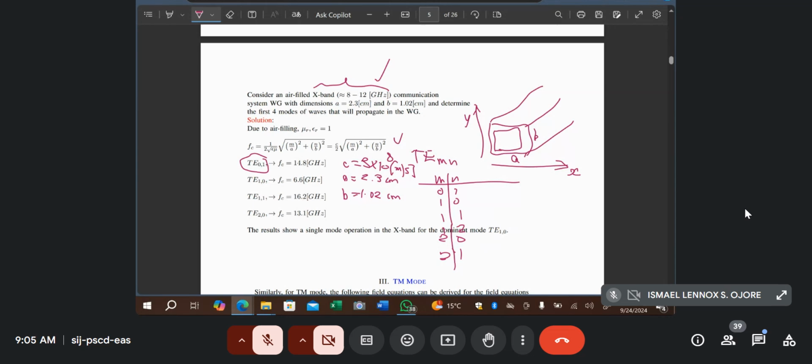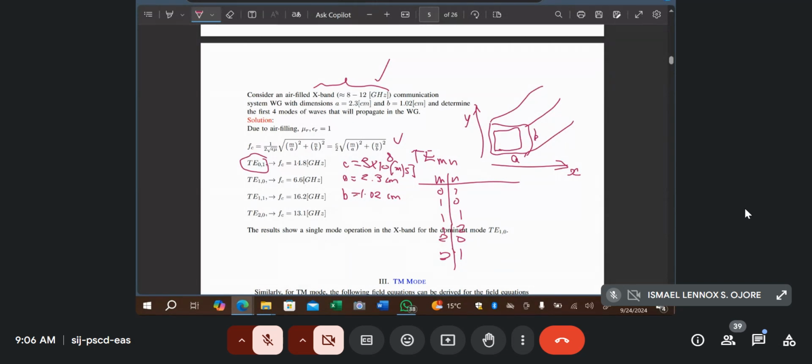All right. So anyone who has computed TE11? 16.1. TE20? So 16.1 is close to 16.2. TE20 is 13 gig. You get 13 gig, yeah? All right, which is close to 13.1. So right, these answers we have here are good.